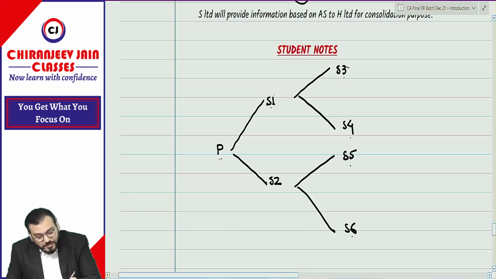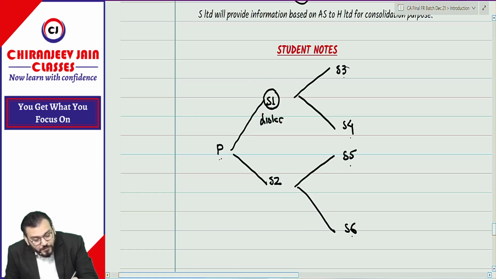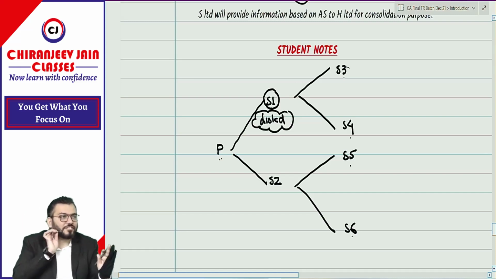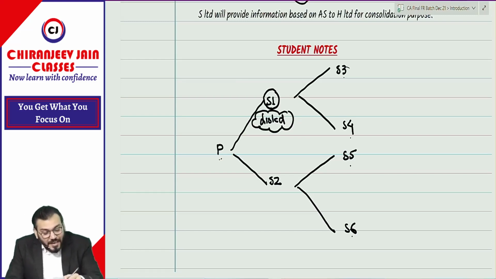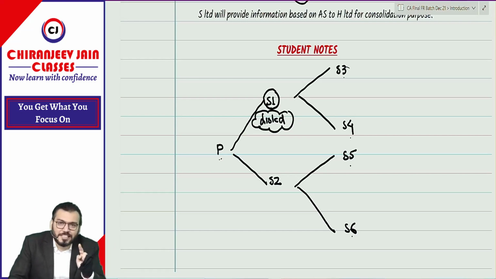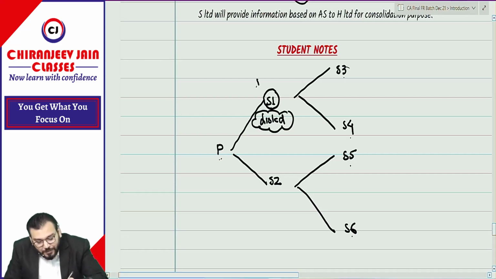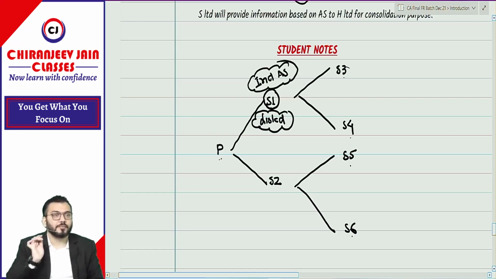Now, suppose S1 is a listed company. Understood? And the other companies are not listed companies, and their net worth is also not more than 250 crore. It means right now, as per the applicability criteria, only S1 has Ind AS applicable to it.